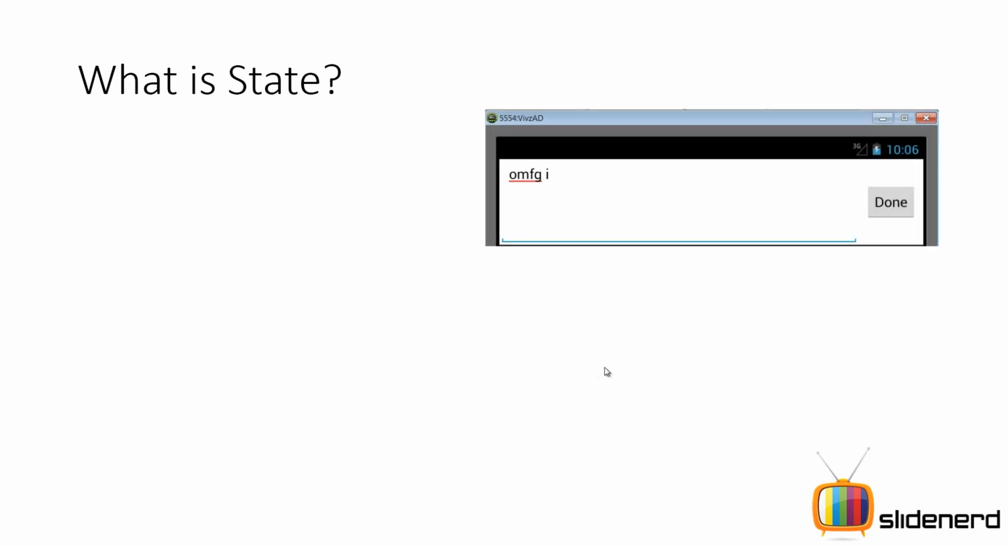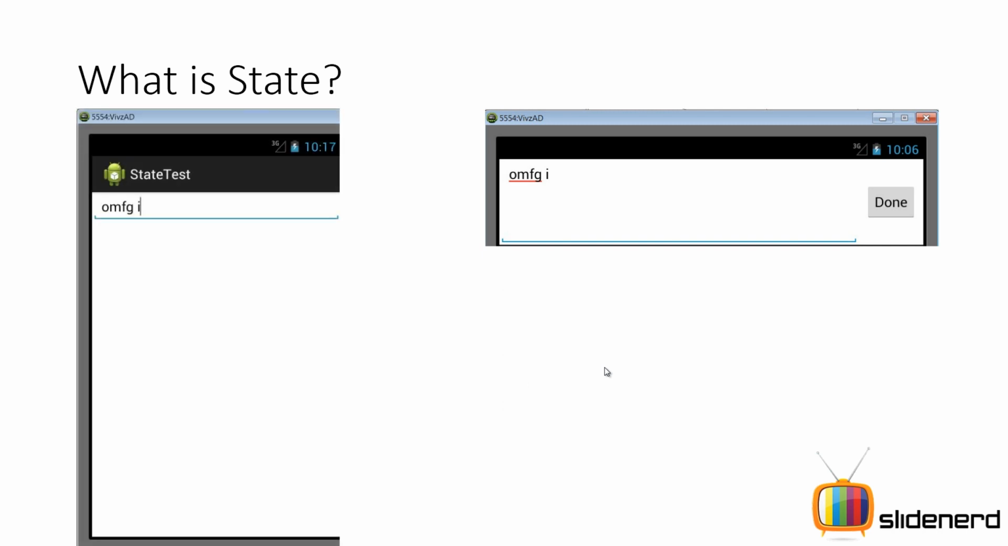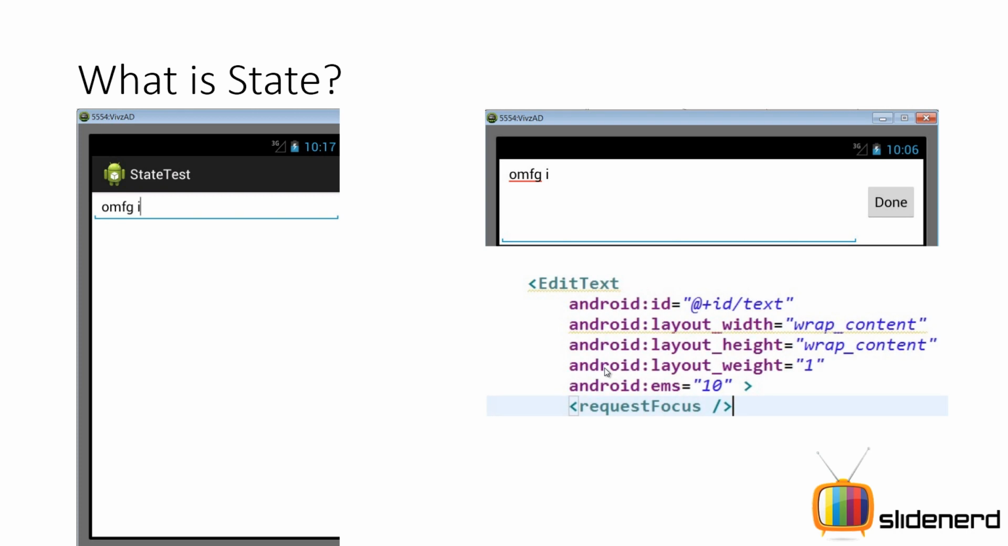Again, you have the same app, landscape mode, OMFG, and as you rotate the device, this time the information is stored. How did that happen? If you see here, I have given an Android ID, @+id/text. Whenever I give an ID to a control in Android, it automatically saves its information when the activity is destroyed and created back.